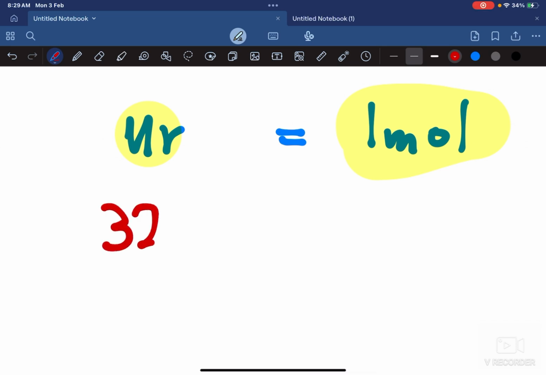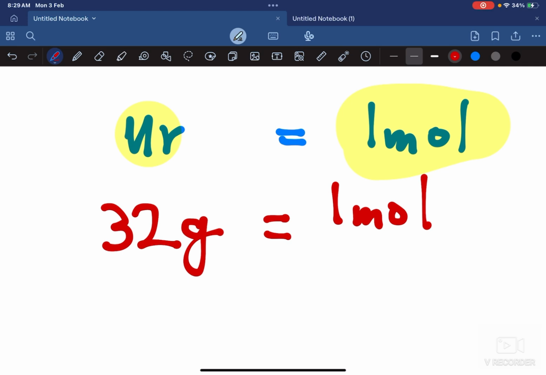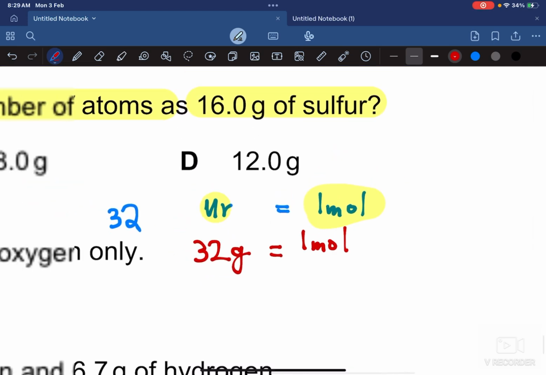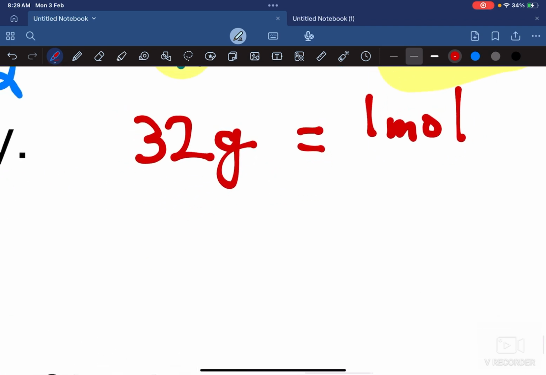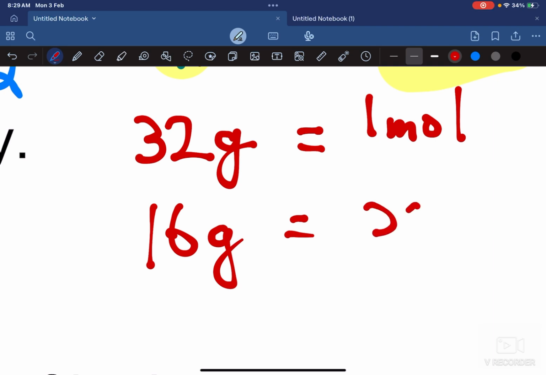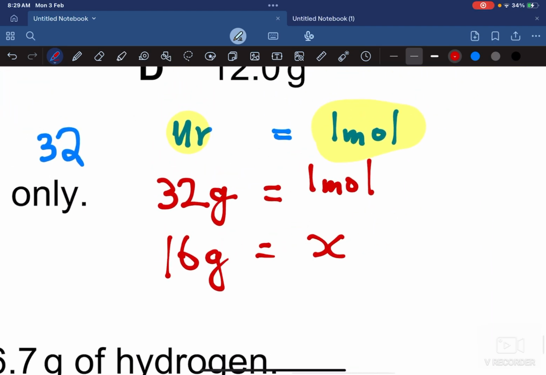That means 32 grams. Whatever the MR of an element is, it is the mass of 1 mole of that element. The MR of sulfur is 32, so that is the mass of 1 mole of sulfur. Now we have 16 grams of sulfur, so how many moles of sulfur do we have? 16 grams means X moles. Just solve this simply by the ratio method.